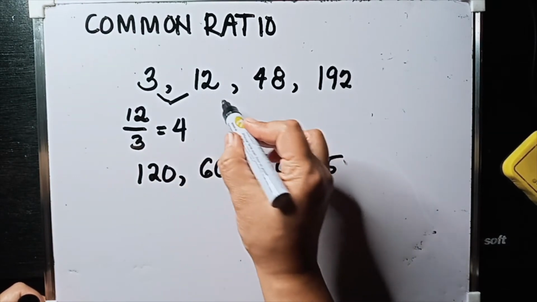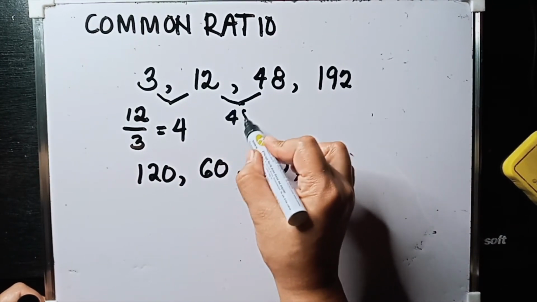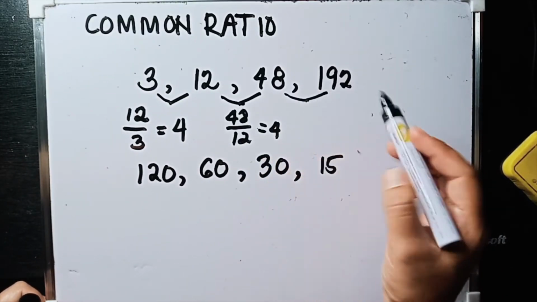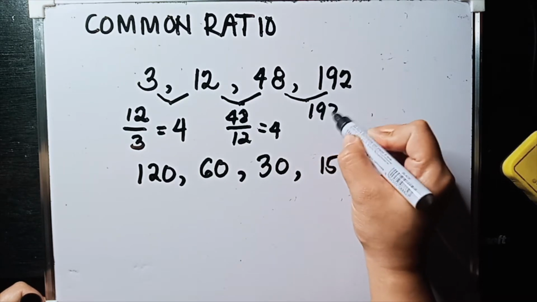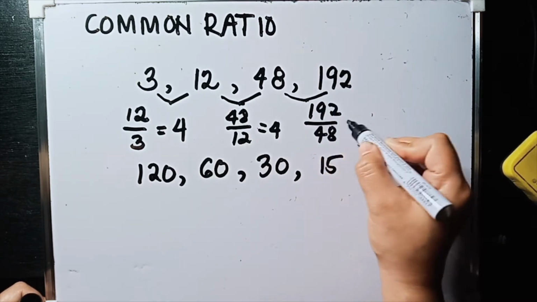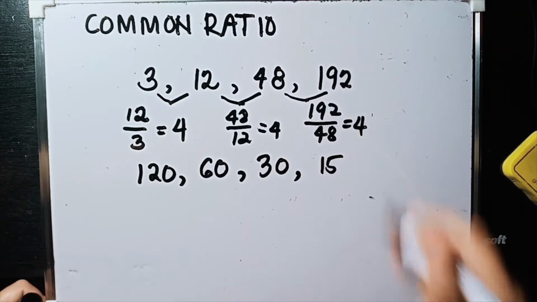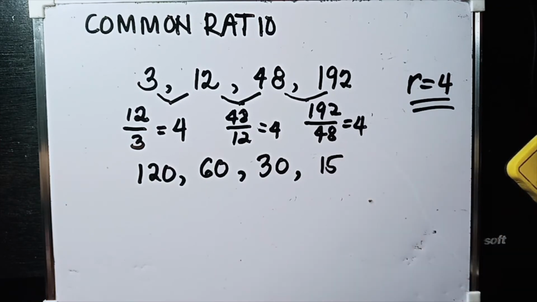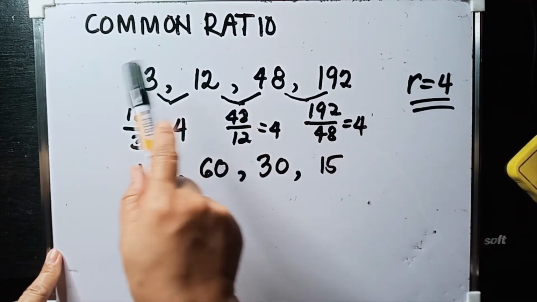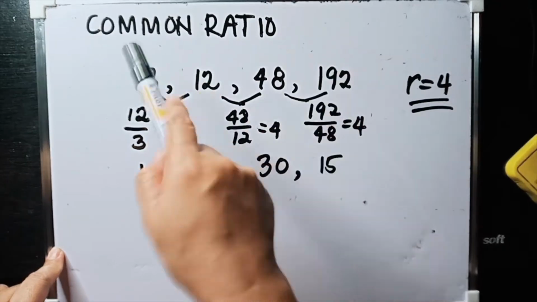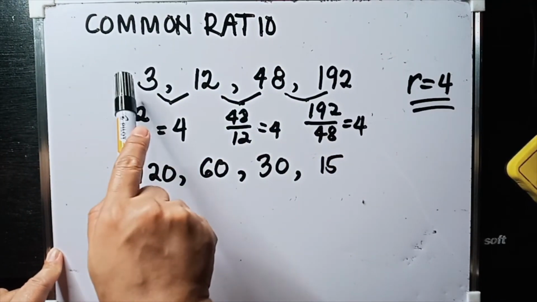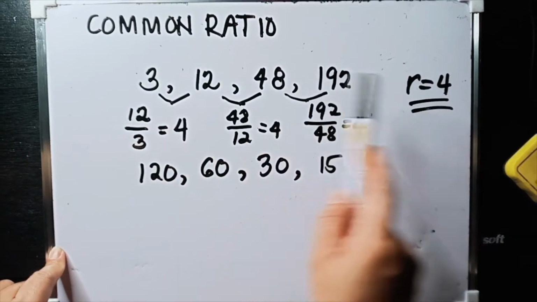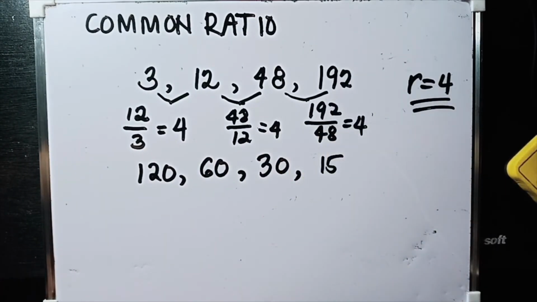How about the next one? We have 48 divided by 12. We also have 4. How about this pair? So we have 192 divided by 48 is also 4. So it means that the common ratio is 4. You can always check kung tama yung 4 by multiplying it to the first term hanggang makuha mo yung mga susunod pa. So, 3 times 4 is 12, 12 times 4 is 48, 48 times 4 is 192.